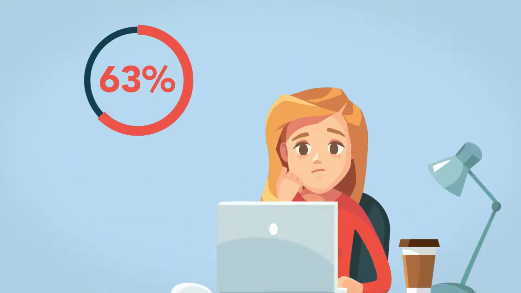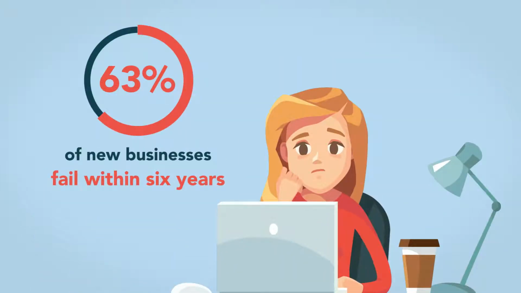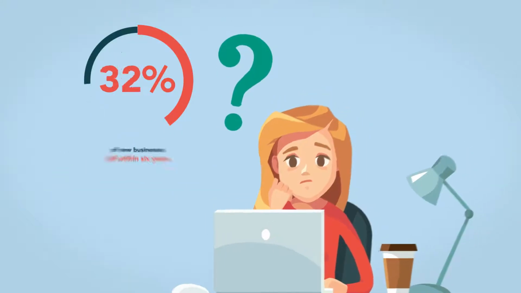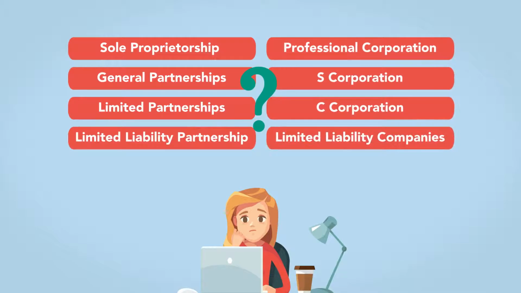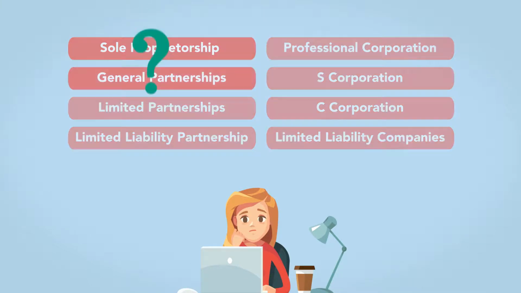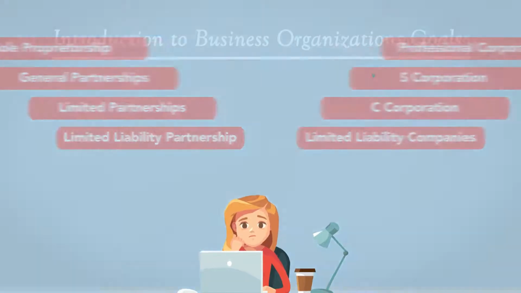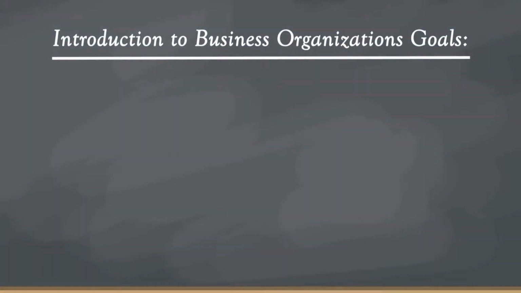Unfortunately, 63% of new businesses fail within 6 years, and one possible explanation for this high failure rate is that an entrepreneur has selected a business form that doesn't meet her needs. Selecting the optimal choice can feel like a daunting task because there are rewards and pitfalls with any entity selection. This module's goal is to address the basic questions regarding business organizations.